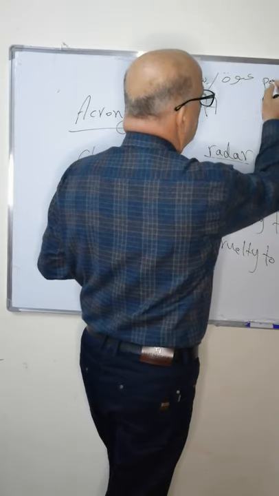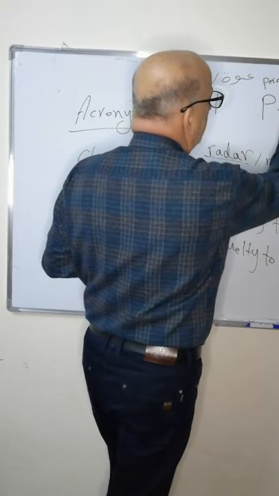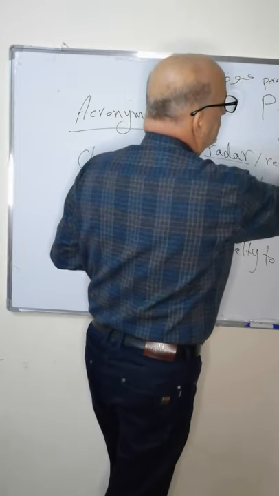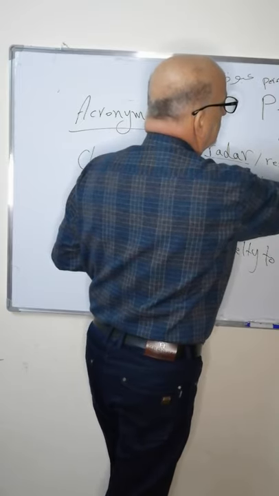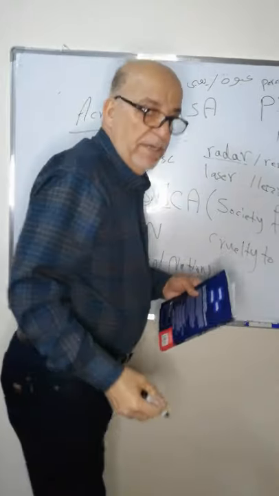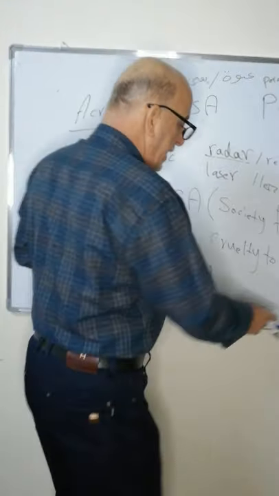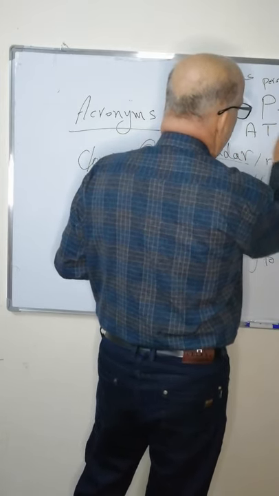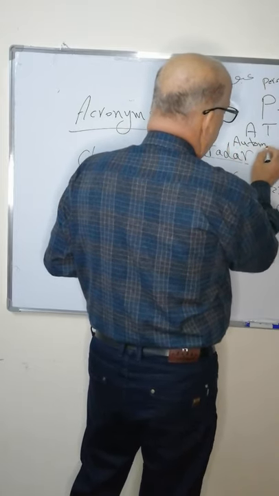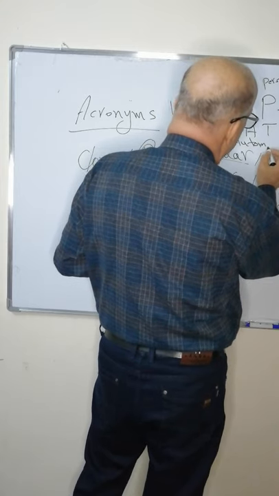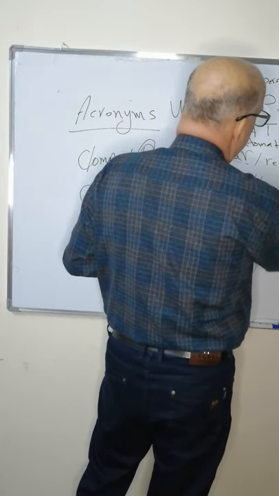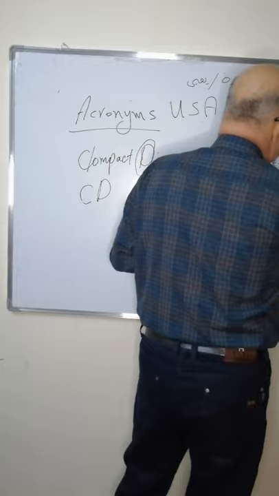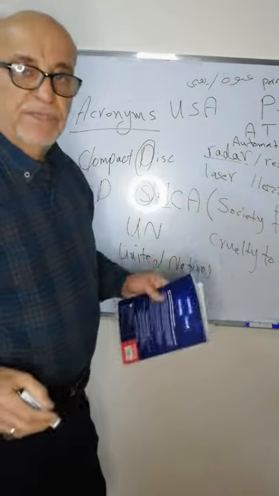PIN: P for personal, I for identification, and N for number. The secret number, الرقم السري. Good. I have another one. We have ATM, automatic, هذا الصراف الآلي. Automatic teller machine, also called ATM. هذا الصراف الآلي.